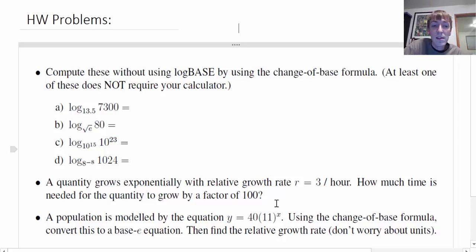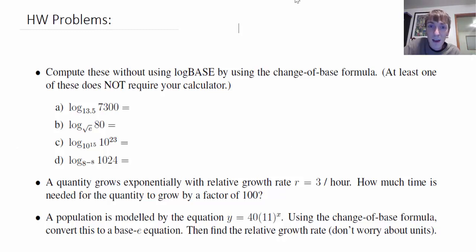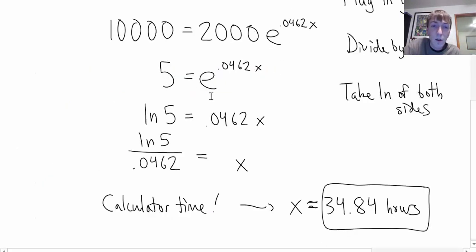Second problem is very similar to the example on the previous slide. I'm asking it a little bit different because I'm asking how much does it take for the quantity to grow by a factor of 100. So the reasonable question is, well, what am I starting at? Okay. And my answer to that question is it doesn't matter what you're starting at. Now, if we go back to that previous slide, realize that I got to this equation where basically the only relevant information was that it was growing by a factor of 5.